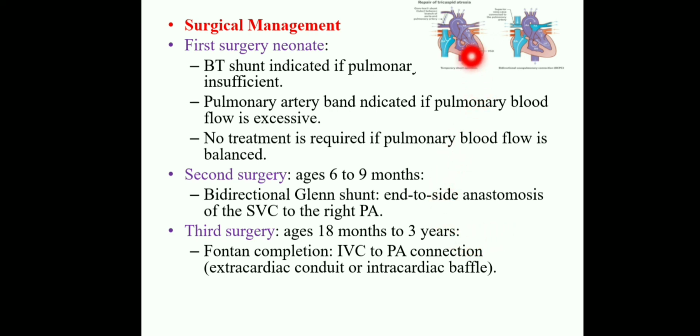Okay, in the second surgery they are doing superior vena cava to the pulmonary artery, maintaining one shunt. In the third surgery, done at 18 months to 3 years of age group, they make a shunt between the inferior vena cava and the pulmonary artery. Okay, this is about the surgical intervention of tricuspid atresia.